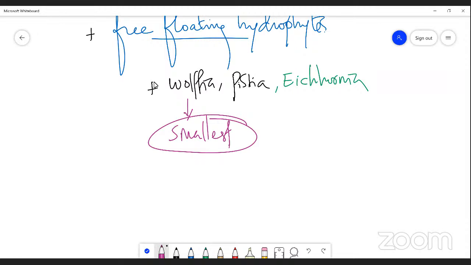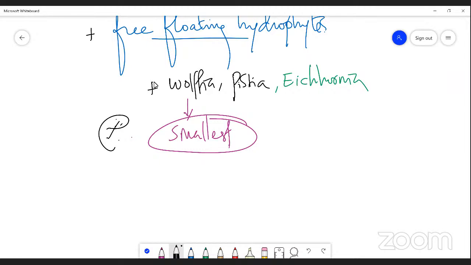Which of the following is known as the smallest flowering plant? Could you tell me? Wolffia. Wolffia is the smallest flowering plant. Very good, very interesting topic. This is right. And Pistia, Pistia is also free floating because the plants are floating on the surface of water.